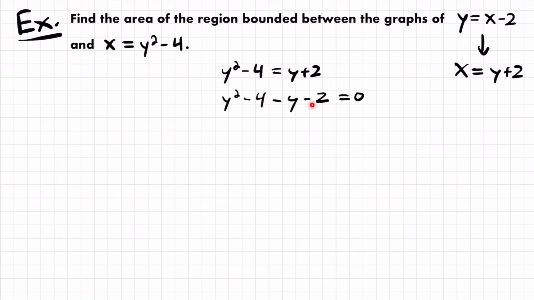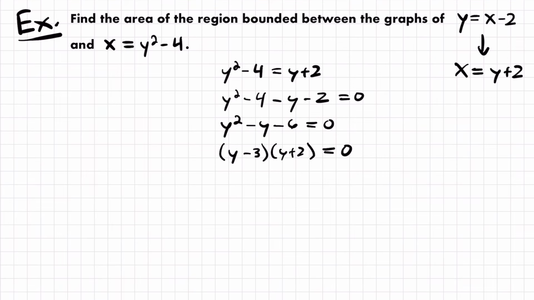And so negative 4 and negative 2 will combine to be negative 6, and so we'll have y squared minus y minus 6 is equal to 0. And so now we can factor this quadratic, and if we do that, you'll have y minus 3 times y plus 2, and that is equal to 0.